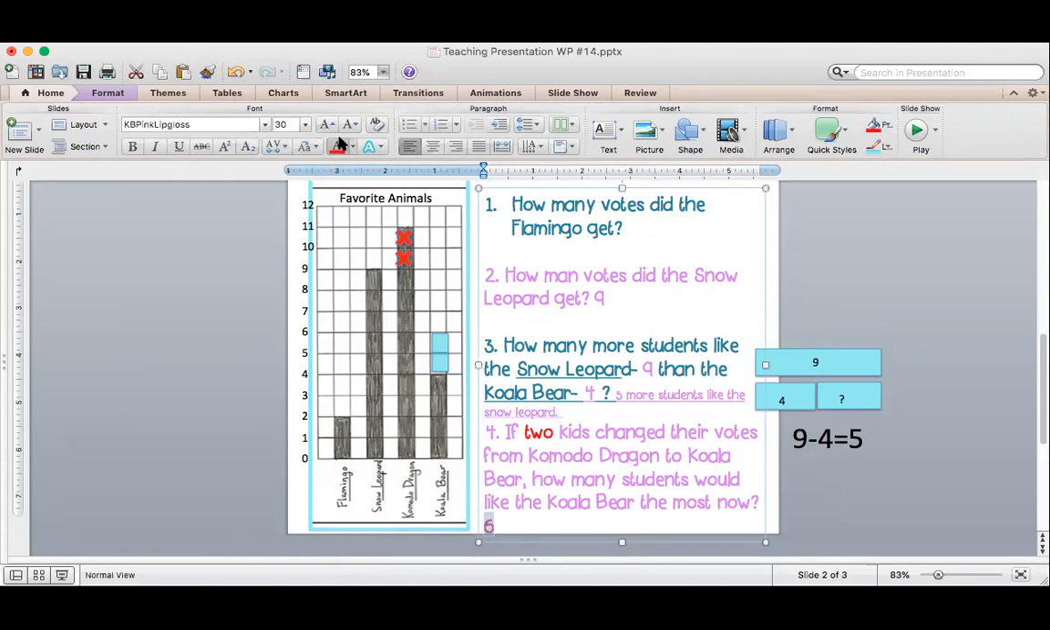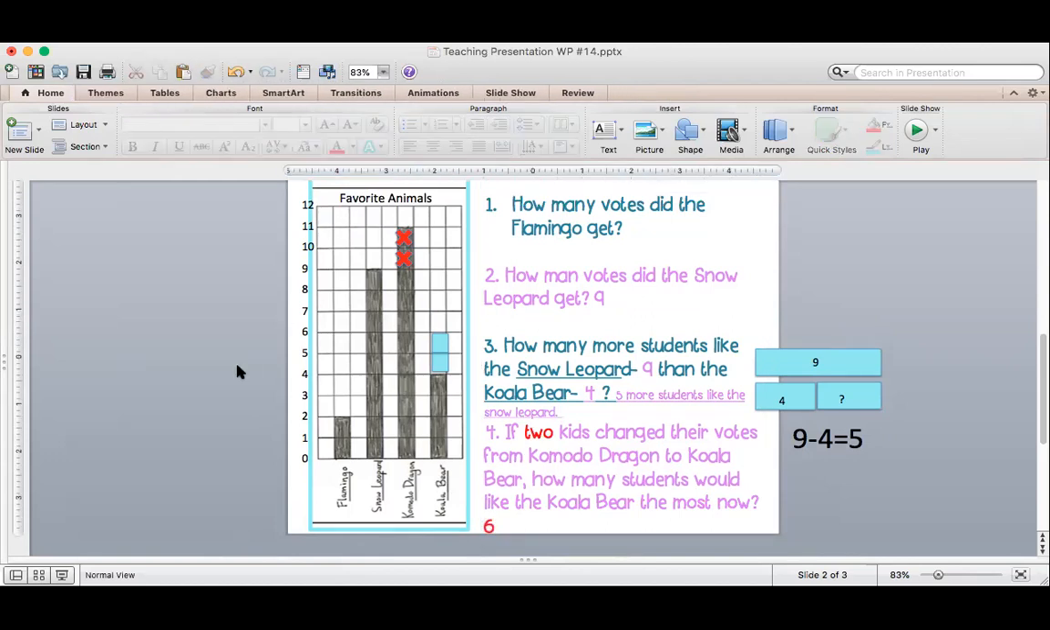They changed their mind last minute, huh? They decided, no, I don't actually love the Komodo dragon the most, I love the koala bear. So to answer all of these questions, we needed to use that bar graph to help us. That was the only way to answer the questions. Otherwise, we wouldn't have known enough information about the students and their favorite animals.